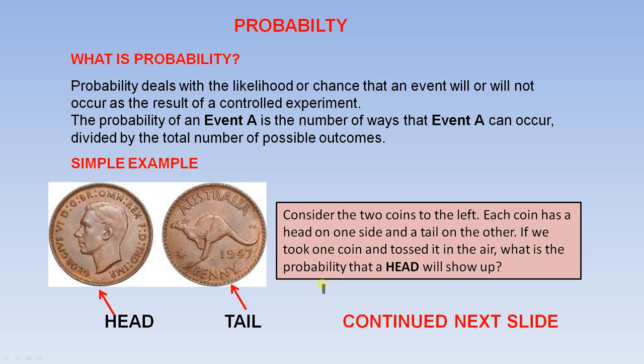Now, consider the two coins to the left. Each coin has a head on one side and a tail on the other. If we took one coin and tossed it in the air, what is the probability that a head will show up? So all we're doing is just looking at one coin. The only reason this diagram is here is to show you that on one side we have a head and on the other side we have a tail. But we are just using one coin for this experiment. So let's see what happens on the next slide.